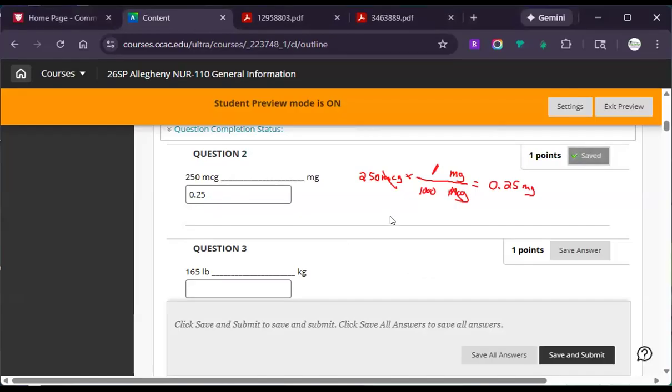If you got an answer, let's say the question was we wanted to convert 125 micrograms to milligrams, you're going to get an answer of 0.125 milligrams. That is your answer. Do not round when you're doing basic metric to metric conversions.